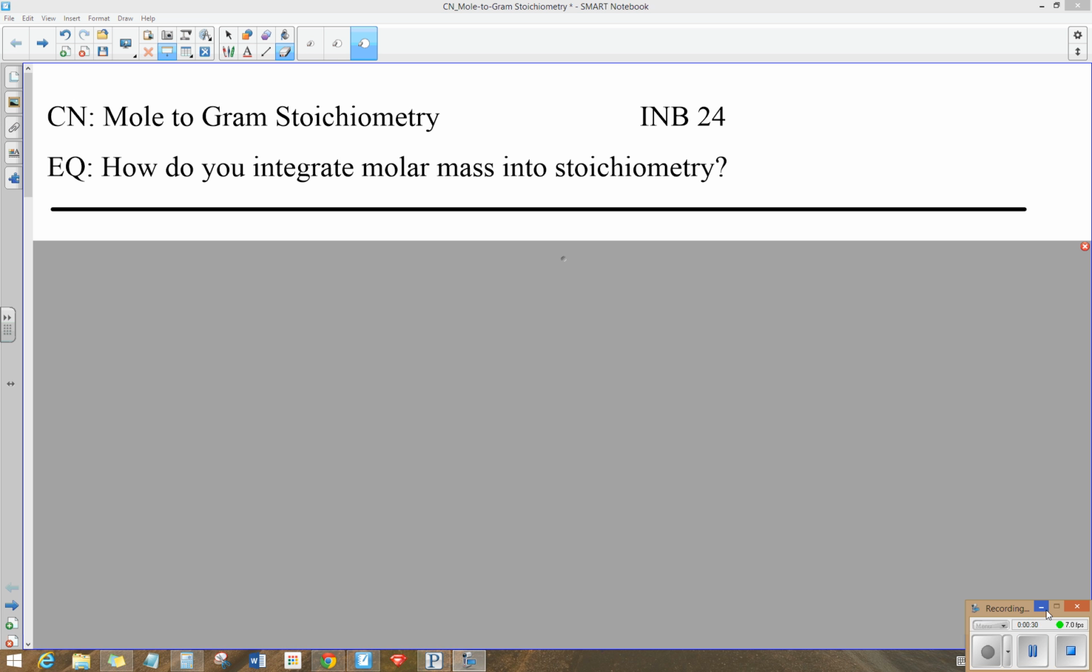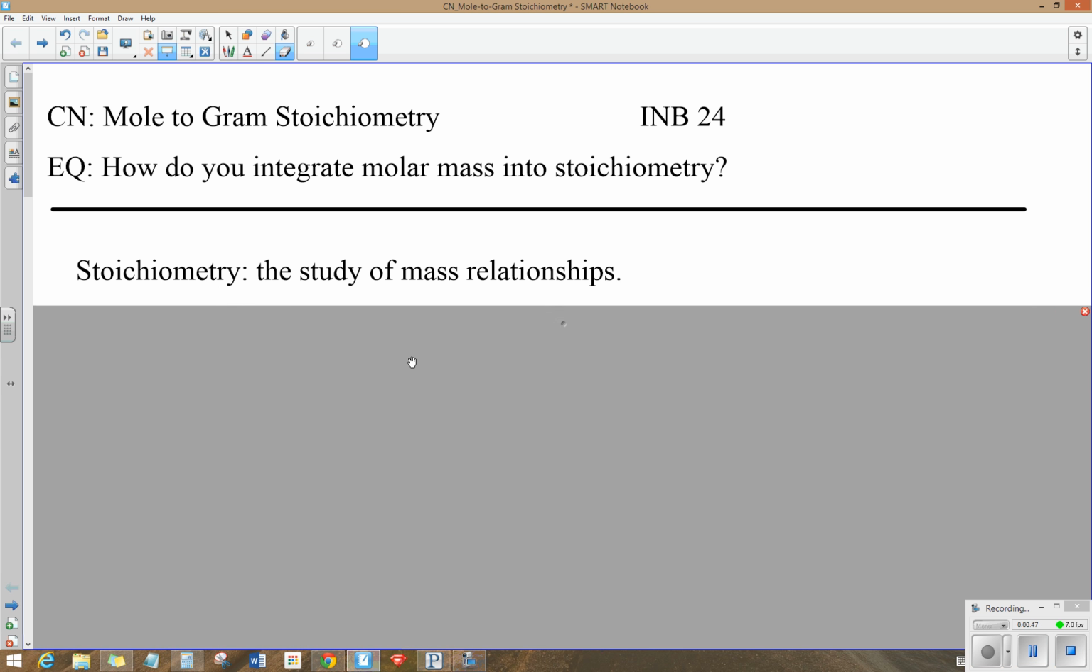So here we go. Moles to gram stoichiometry. We've already talked about how we can go from moles of one substance to moles of another. Now we're going to integrate molar mass into this relationship. And so to start off, we are finally getting into what's really known as stoichiometry, which is just a long, convoluted scientific word for the study of mass relationships.